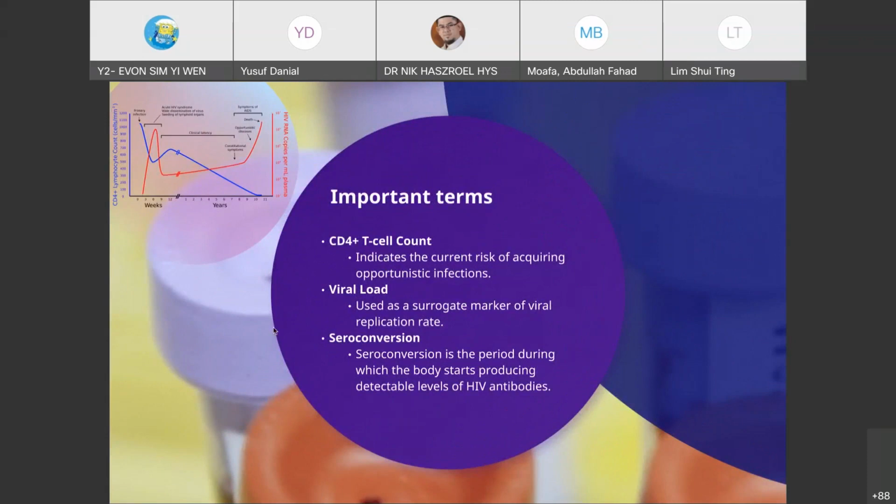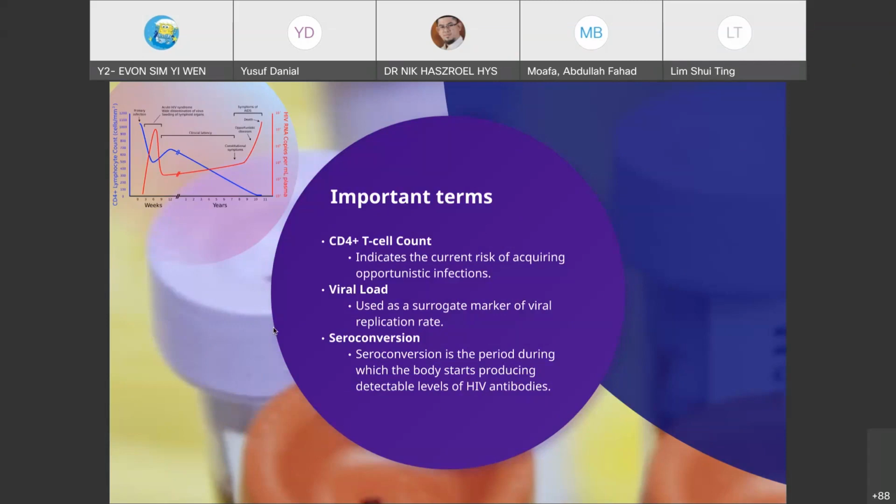So CD4 plus T cell count indicates the current risk of acquiring opportunistic infections. The lower your CD4 plus T cell count, the higher your risk of getting opportunistic infections and diseases like tuberculosis and sepsis. The viral load refers to the amount of virus that you have in your blood. So this is used as a surrogate marker for the viral replication rate.